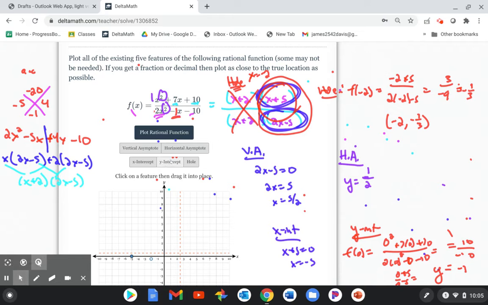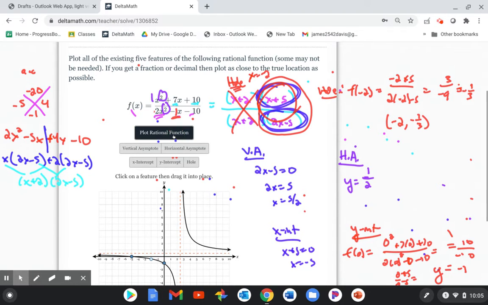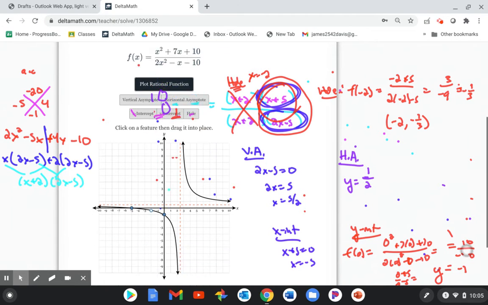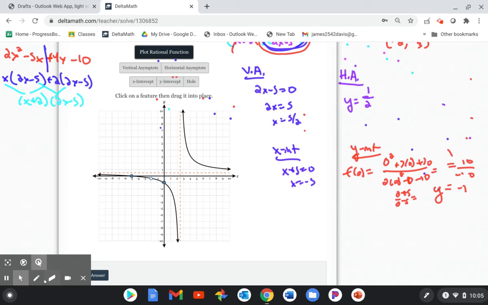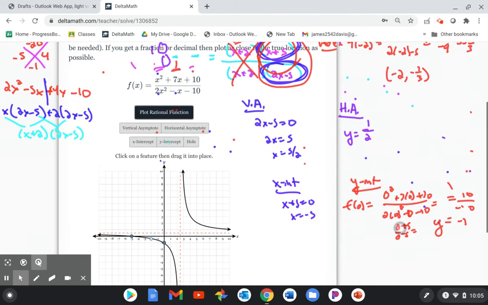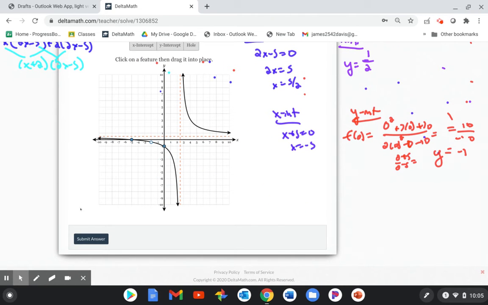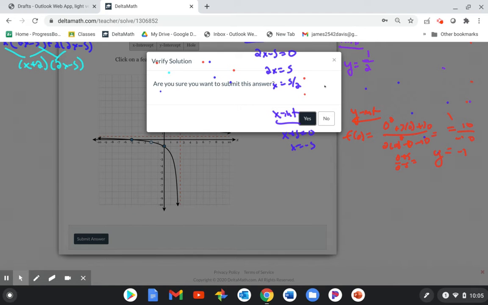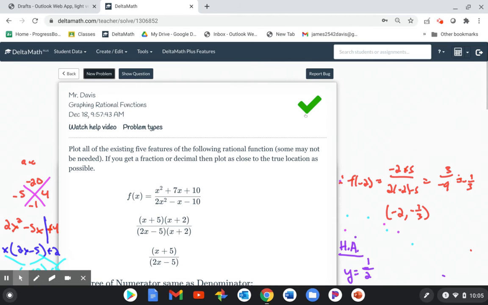So we'll click on y-intercept and go down to y equals -1. Drop it there. All right, and then we already got our hole. So we just put all of these on, and then we hit plot rational function. And boom, that looks a little better. That's what we're used to seeing. So there we've done it. That is our rational function. Let's go ahead and submit, see how we did. All right, we got it right. Good deal.